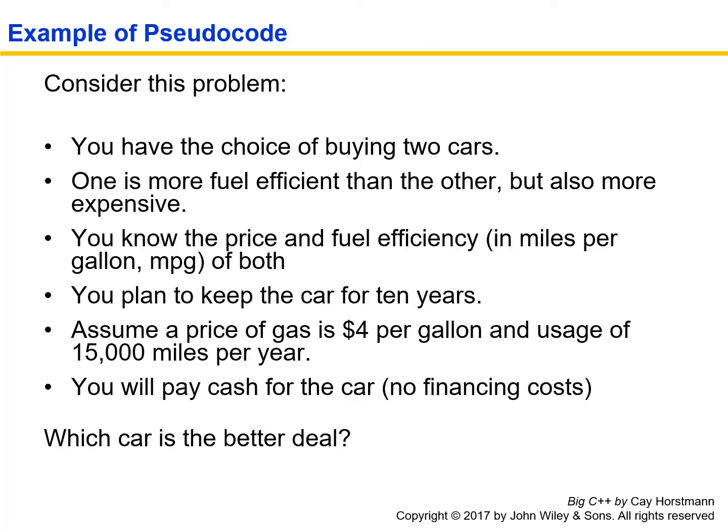So consider a problem where you have the choice of buying two cars. One is more fuel efficient, the other is less expensive. Let's assume that you don't care about the environment here and saving the world by being more fuel efficient. You just want to save money on your car. We plan to keep the car for 10 years, and we plan to drive 15,000 miles a year at $4 per gallon. Of course, the gas price will go up, but so if we factor all of those things in, which car saves me the most money?